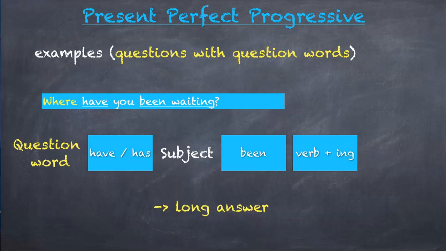And again, present perfect progressive, have or has plus been plus verb with ing ending. You use it when you have a specific time period or a specific moment in the past, and don't forget since and for. So much for the present perfect progressive.